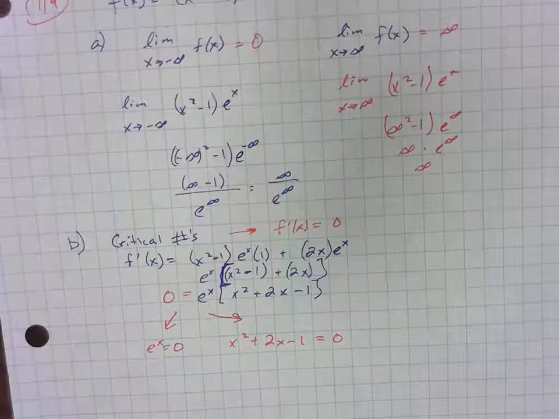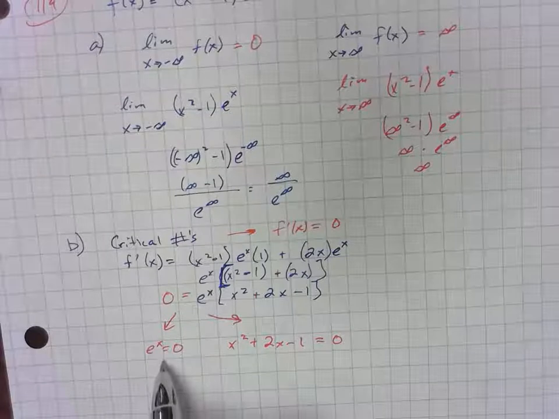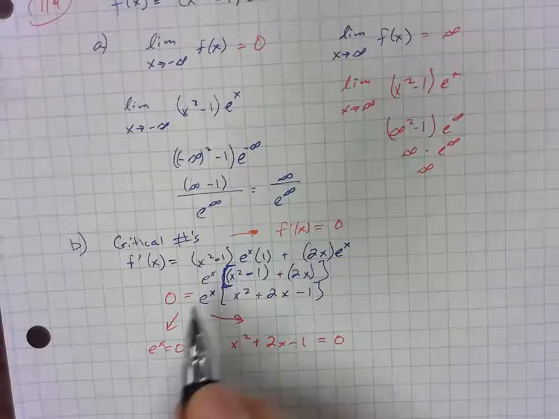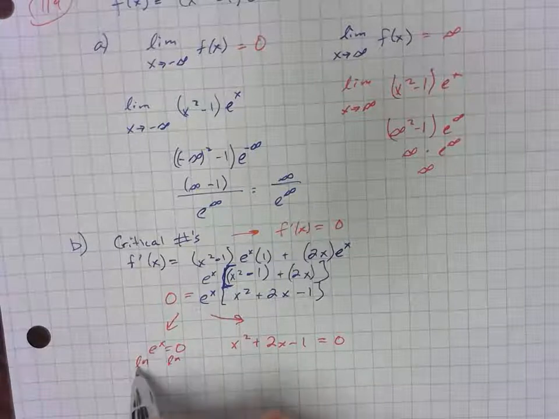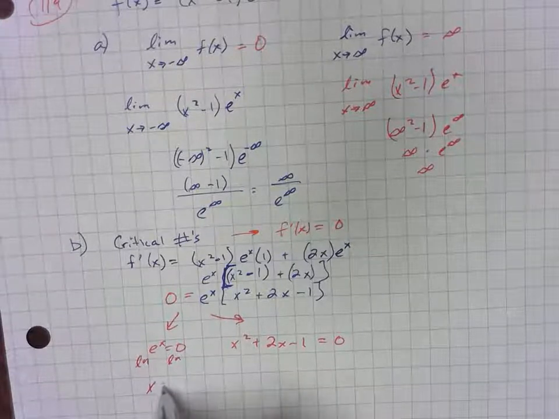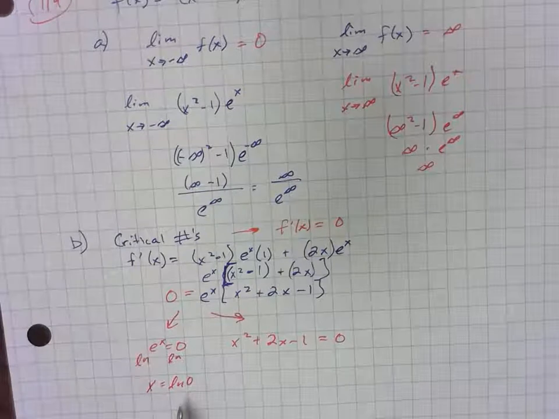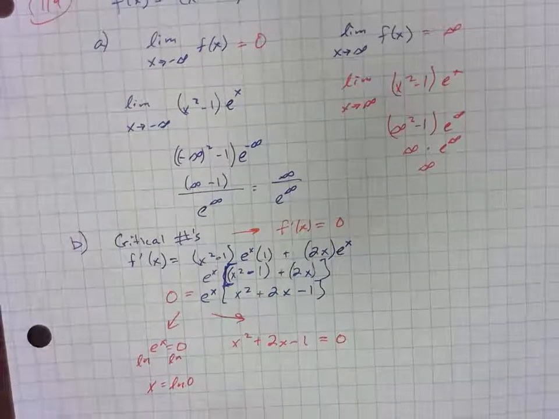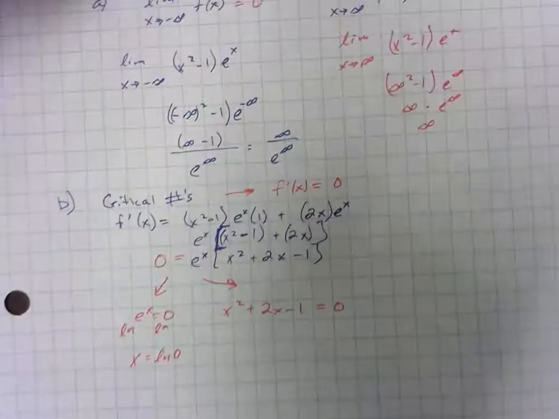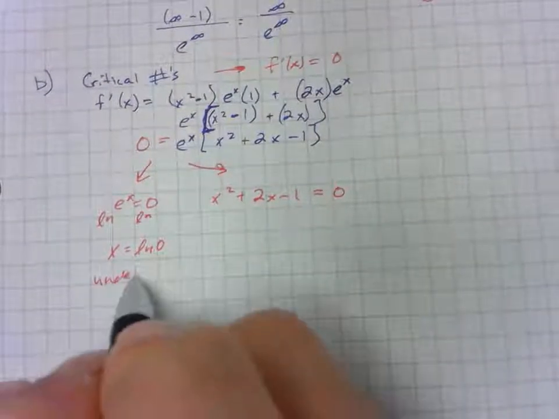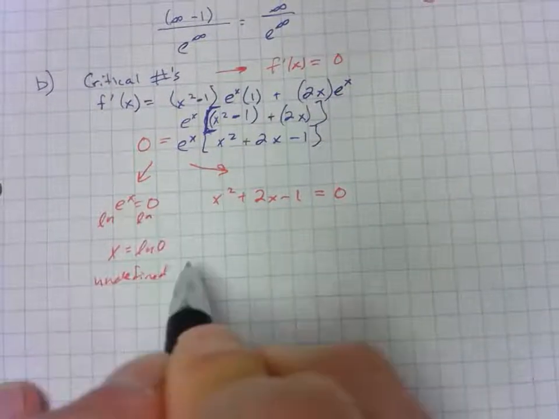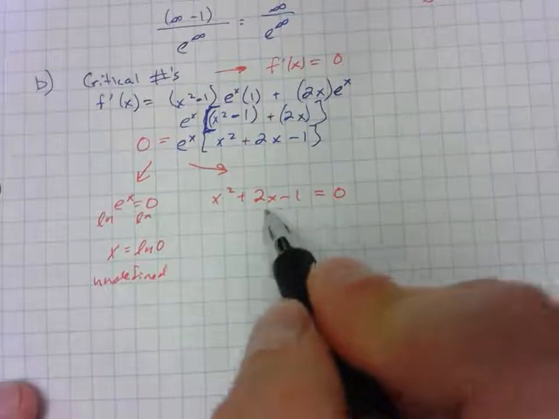Thank you. So then for this guy right here, if you were to take the natural log of both sides, the e in the natural log here will go away, and then you have x is equal to the natural log of 0. What's the natural log of 0? Undefined. So at this value, it's undefined. There is no critical numbers from this equation. Okay. So then we go over here and we solve this one.